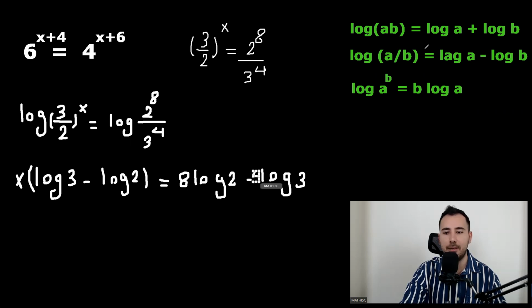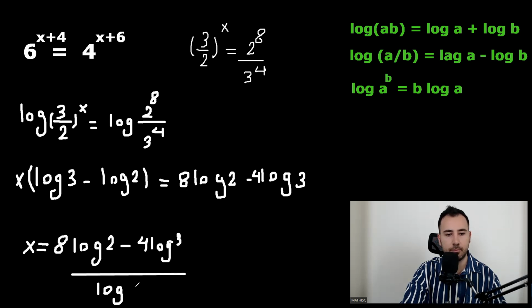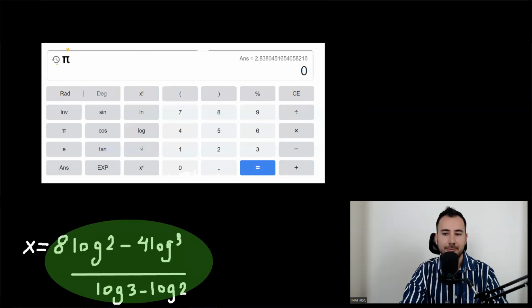Okay, now I'm going to divide both sides by this. So I'll have x equals, okay, there you have it. This is going to be the answer in logarithms. We're going to go on and turn this into a decimal. Now let's go on and use a calculator to find the answer in decimals as well.